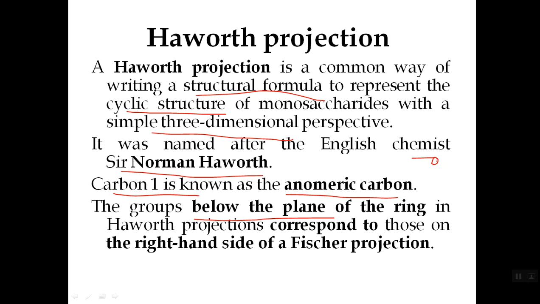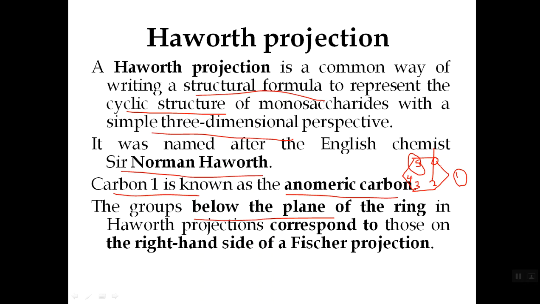The cyclic structure will have a series of carbon atoms, so it will be like this. The Haworth structure will be like this, and it's a cyclic structure, and there will be cyclization, or the ring formation, taking place between the first carbon atom and the fifth carbon atom.